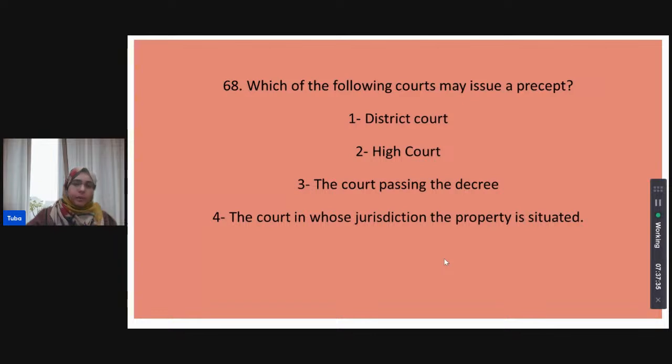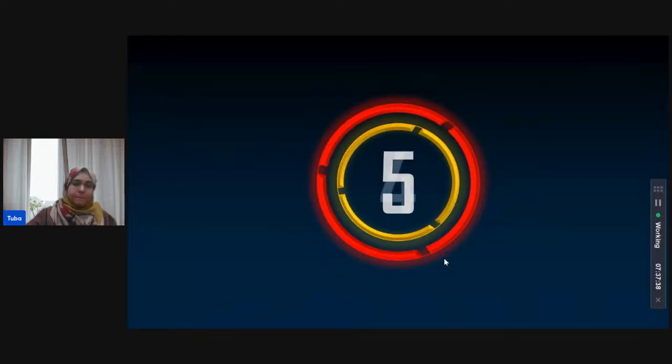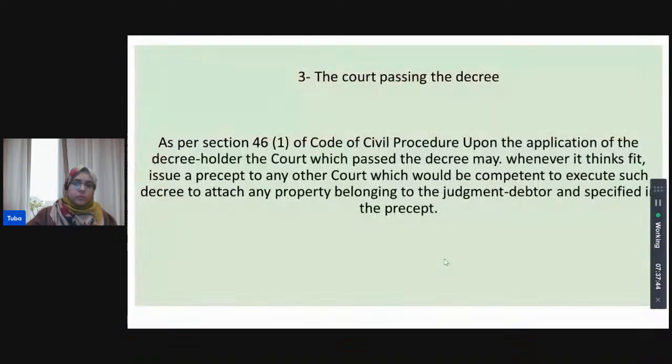I will begin your timer. It is the court passing the decree that has this power. Section 46(1) provides for it.